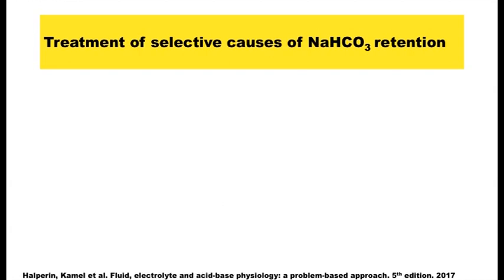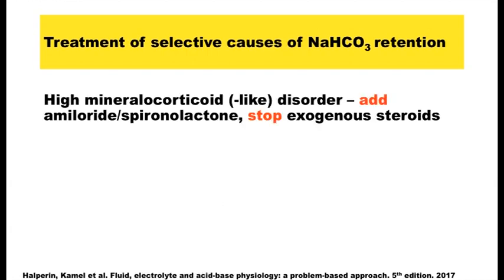Treatment of selective causes of sodium bicarbonate retention. So these are patients with mineralocorticoid excess syndromes or mineralocorticoid-like conditions. It's very simple. If the patient has a high mineralocorticoid disorder, and I'm going to show you a case at the end now, you can either treat with amiloride, or if the patient has primary hyperaldosteronism, use spironolactone. But by far the most common cause for this is really exogenous steroid use.